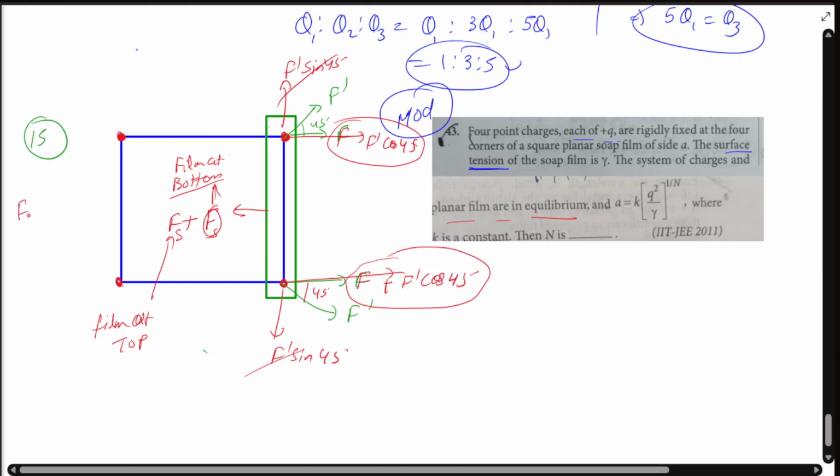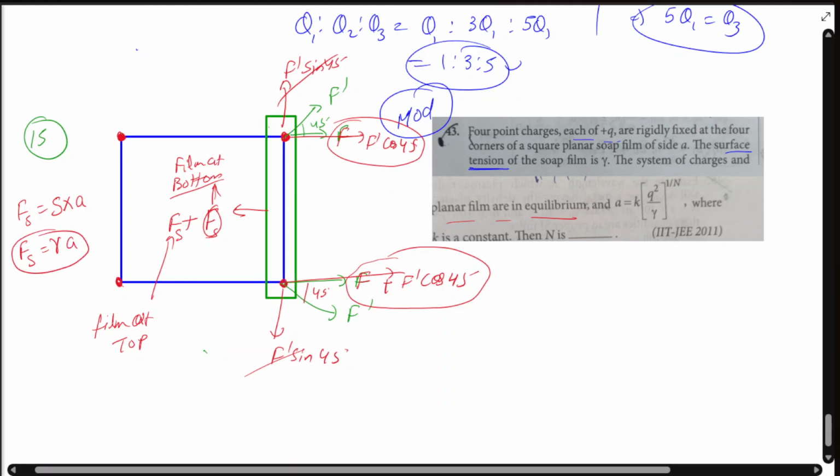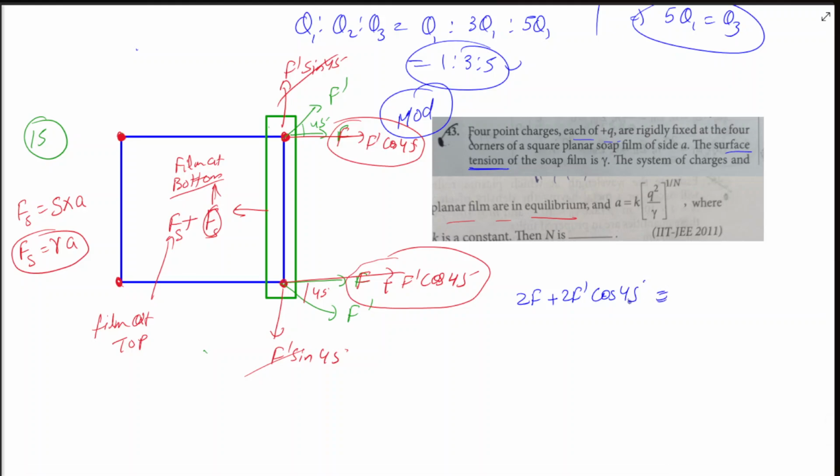Let's find this Fs. I can write Fs will be surface tension into A, and surface tension is given by gamma into A. Okay. Now let's write the force equation. So this is 2F plus 2F dash cos 45 will be equal to 2Fs. Okay.